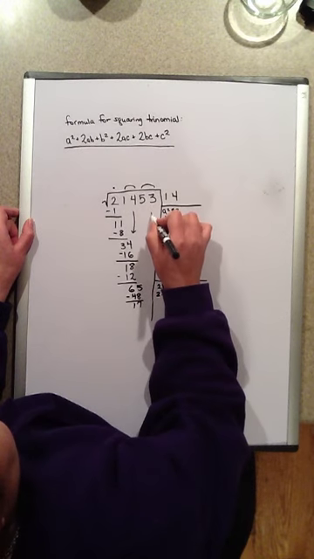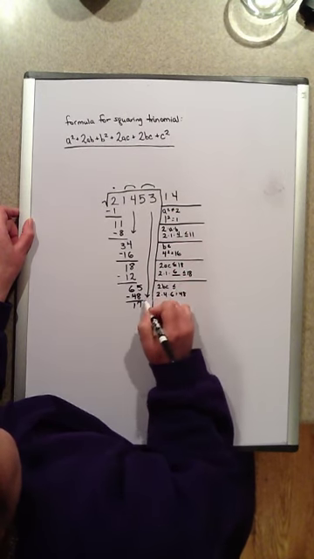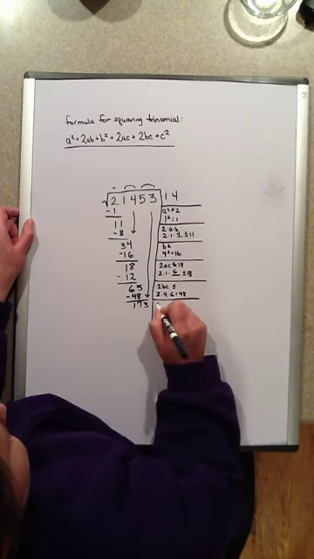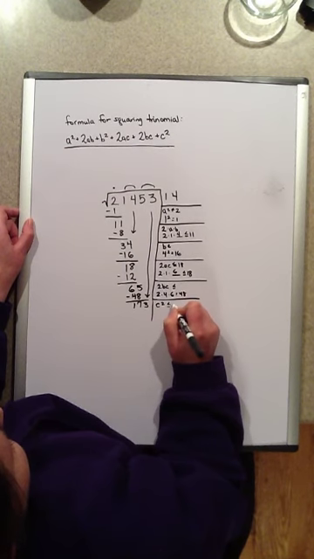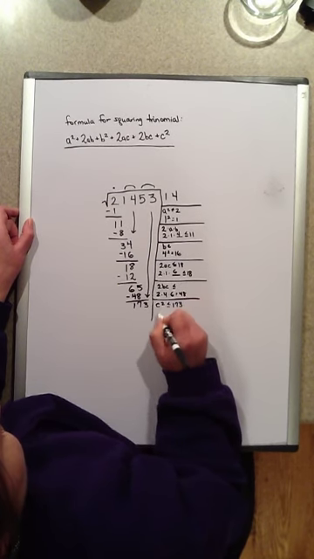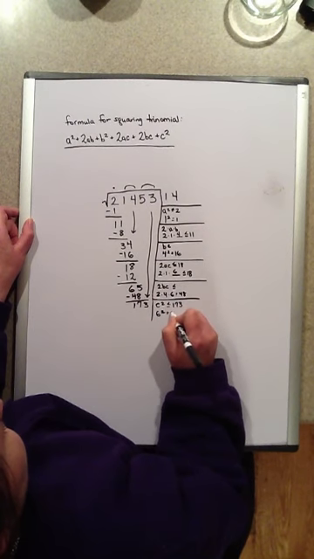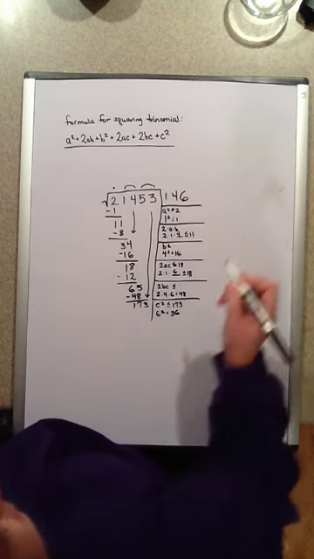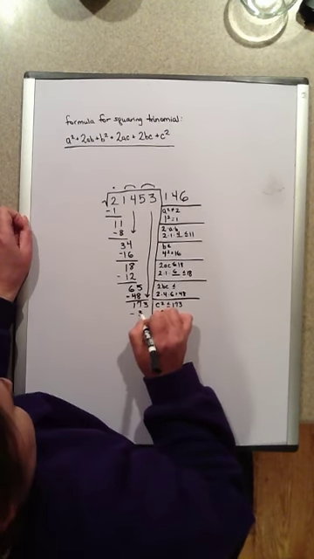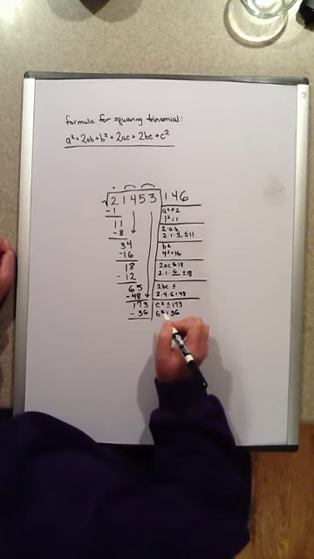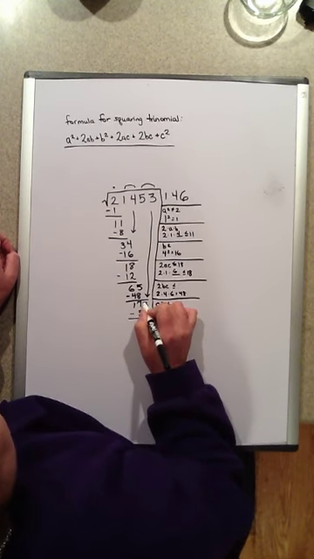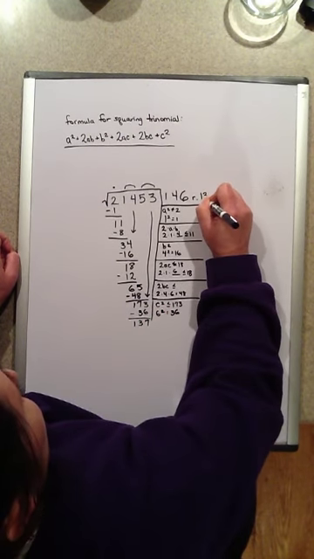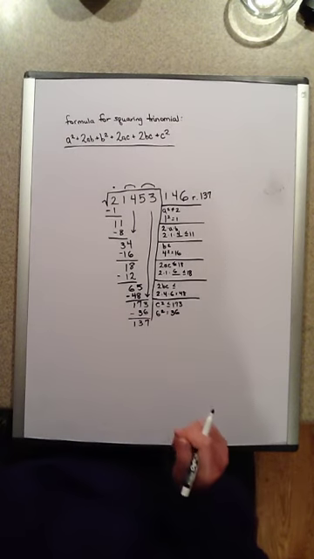Now we're going to bring down this 3. And we have our c squared, which has to be less than or equal to 173. 6 squared is 36. That works, so let's keep our c valued at 6. And the remainder is 137.